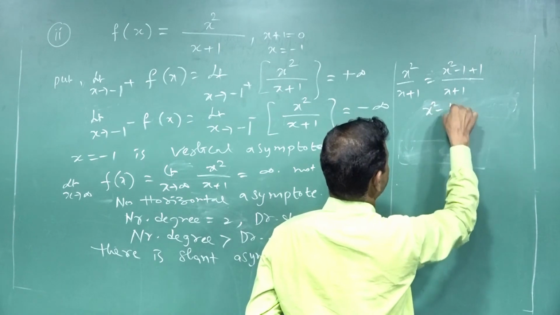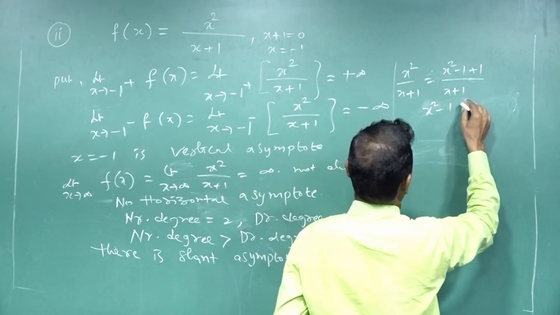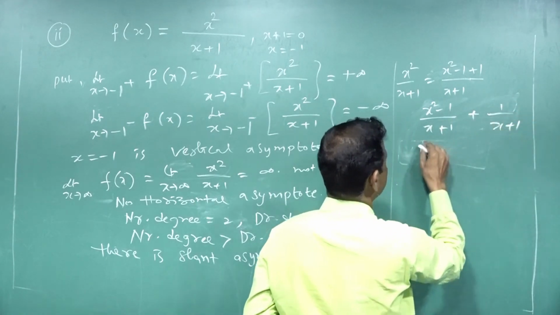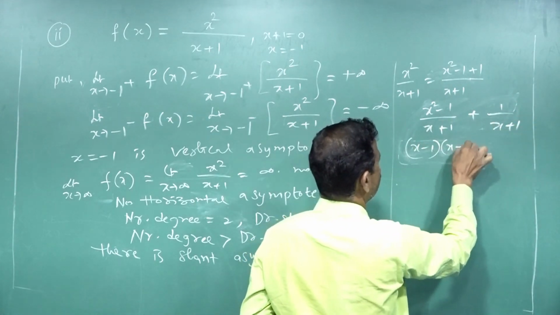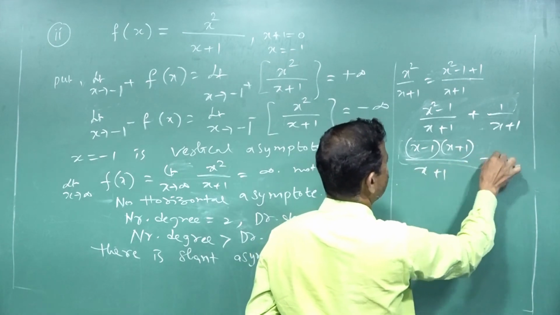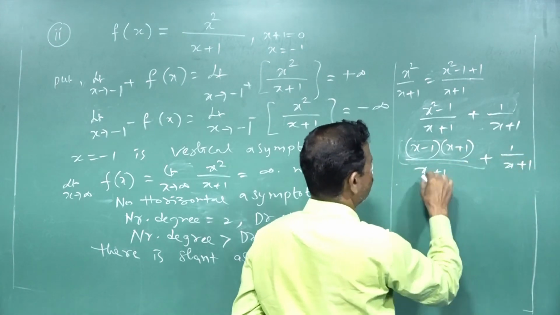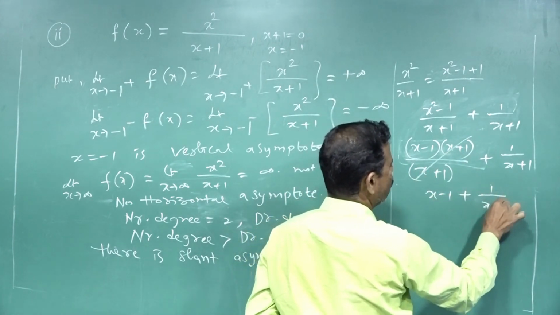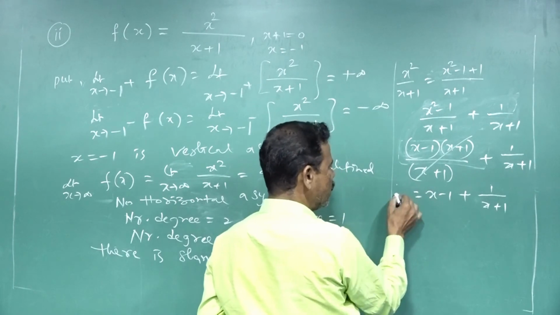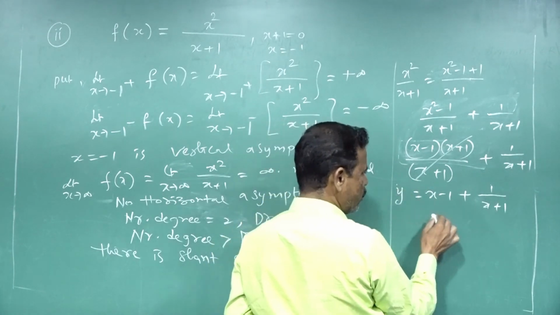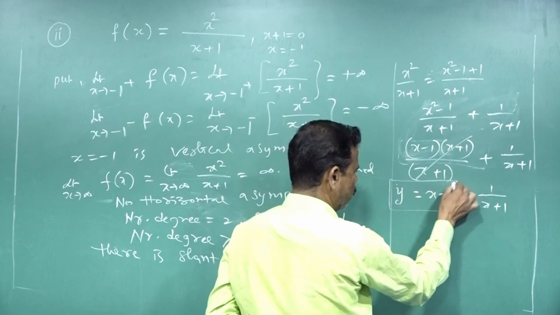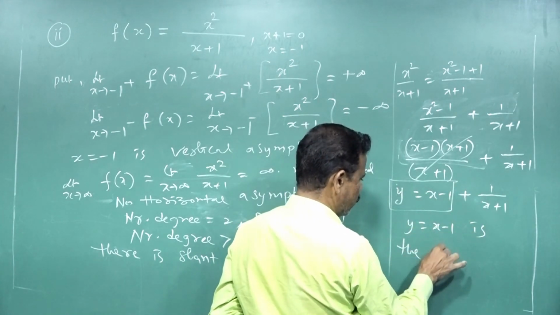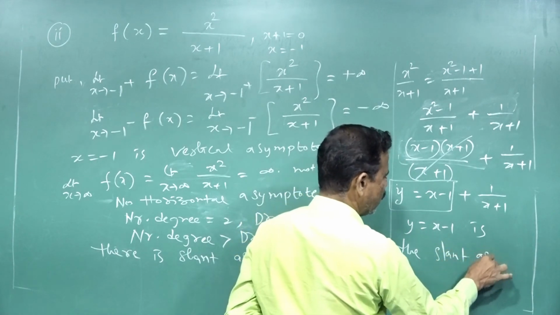So x square minus 1 by x plus 1, plus 1 by x plus 1. So this is x minus 1 into x plus 1 by x plus 1, plus 1 by x plus 1. The x plus 1 cancels, so x minus 1 plus 1 by x plus 1. This is the f of x, that means y. So y is equal to x minus 1 is the slant asymptote.